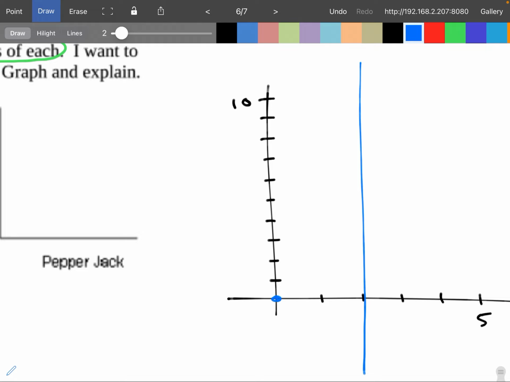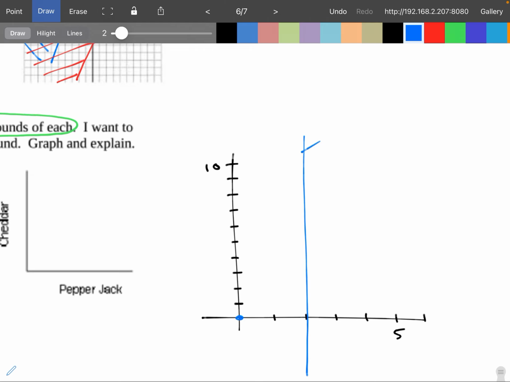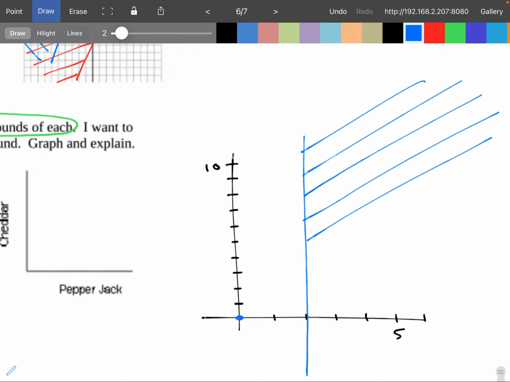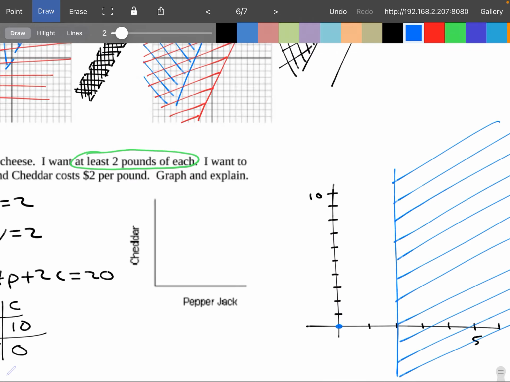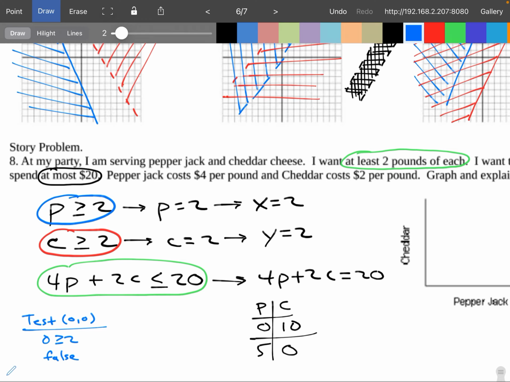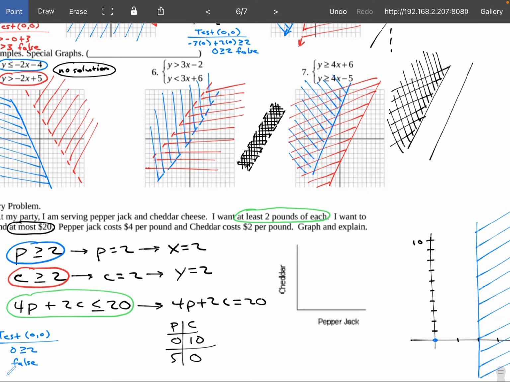And then what point are we going to test in that one? Test 0, 0. And we're going to test that in this original inequality up here. Which means I'm going to plug 0 in for the p. And that is going to say 0 is greater than or equal to 2. Is that true or false? That is false. So 0, 0 was right here. That made it false, so I got to shade the other side. So I'm going to shade this way.